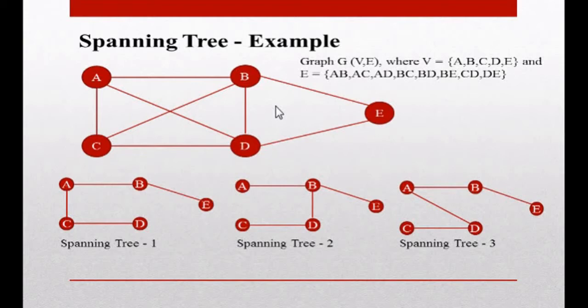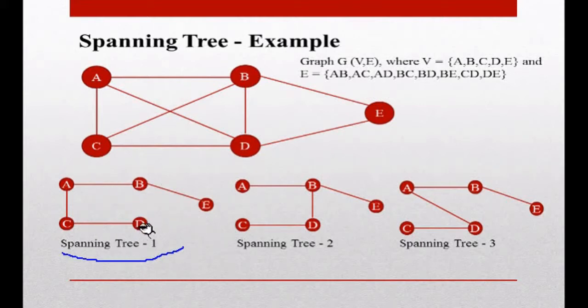From this we can derive certain spanning trees. As you can see, this is the first spanning tree. It has all the vertices, but we have selected only a subset of the edges, such that one and only one path exists between every pair of vertices. In this particular case, we have chosen AB, AC, CD and BE. We selected only these 4 edges out of 8. So this is a spanning tree.